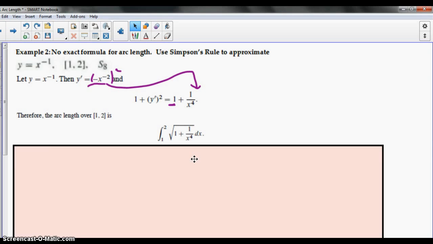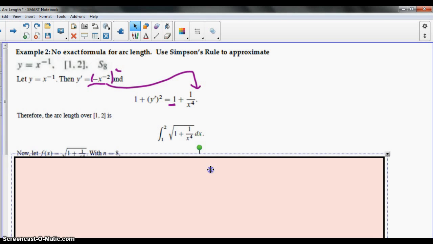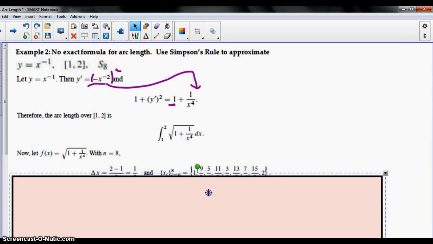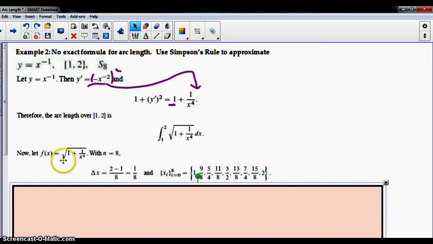So instead, we'll use Simpson's rule. To use Simpson's rule, we need to calculate b minus a over n, the width of the interval. We have 8 approximations, that's what this stands for over here, and we will need to calculate the value of the function at various places. I have that work listed right down here.